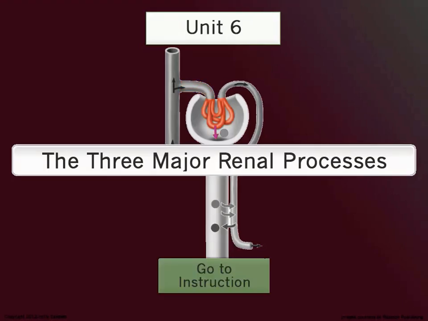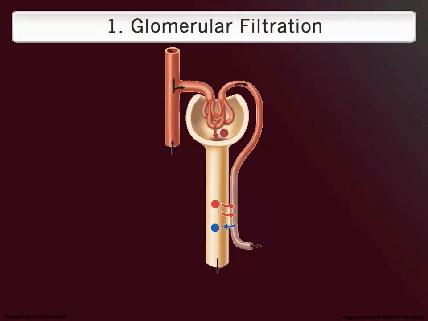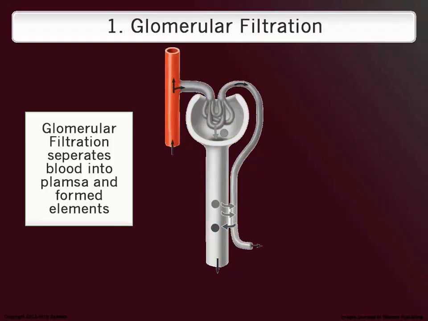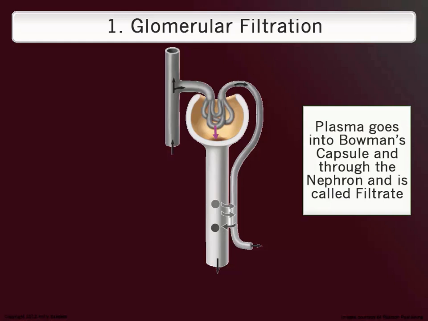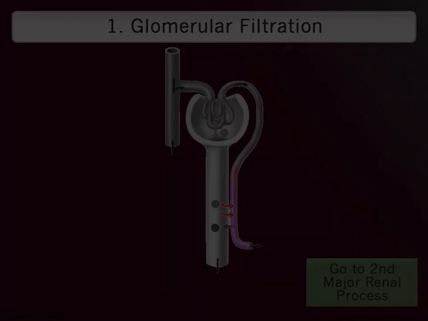Now it's time to bring it all together by taking a short look at renal physiology. Step 1, glomerular filtration. In this process, the glomerulus acts like a net to separate blood into plasma and formed elements. The thin, watery plasma goes into Bowman's capsule and then through the nephron and is now called filtrate, whereas the much larger red and white blood cells that make up the formed elements go into the efferent arteriole and are going to travel into the peritubular capillaries.